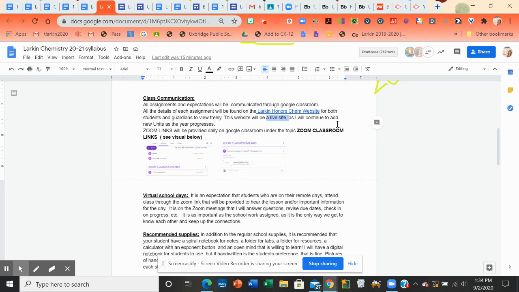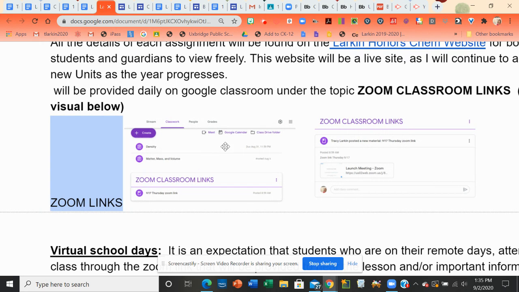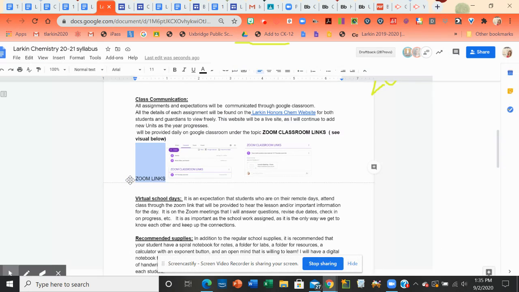The other piece that every single one of you needs to know how to find is your Zoom links. Whether you are remote or in person with me, you are expected to be in attendance every single day. So make sure you know where to find your Zoom links. I put a picture in here that you can blow up, so you know Google Classroom and how to utilize it.